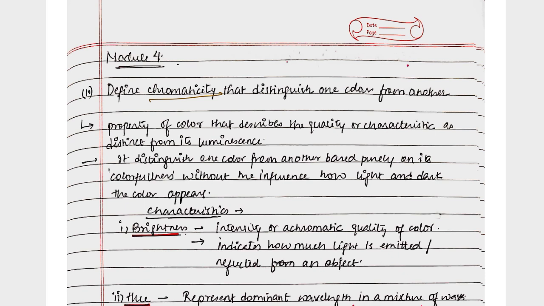Chromaticity, in basic English, is a way of describing the color of light, separate from how bright the light is. As per the textbook, it is the property of color that describes the quality of the color and the characteristics which distinguish it from its luminance. That means how you can differentiate it from luminance power is known as chromaticity. It also helps us to check how light and dark a particular light appears.